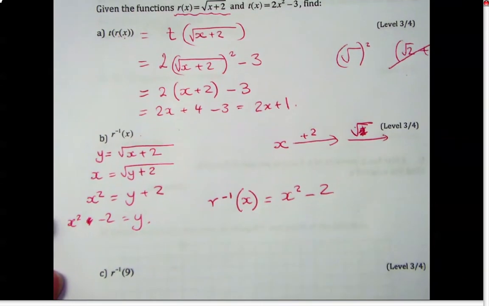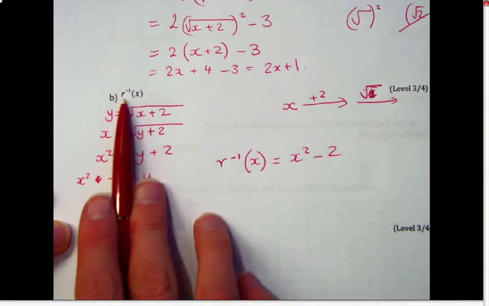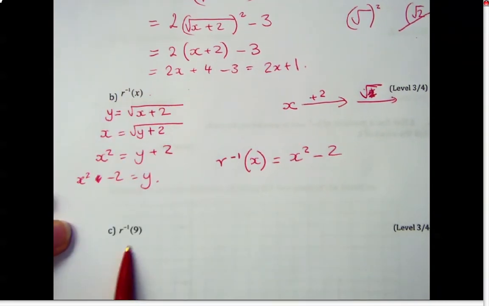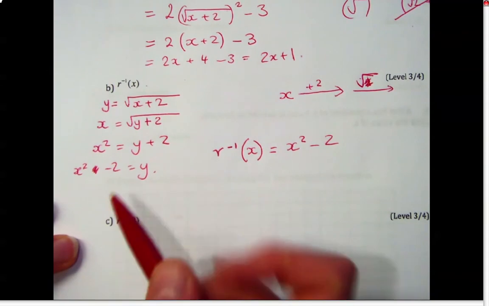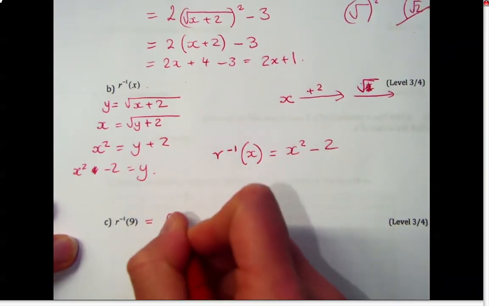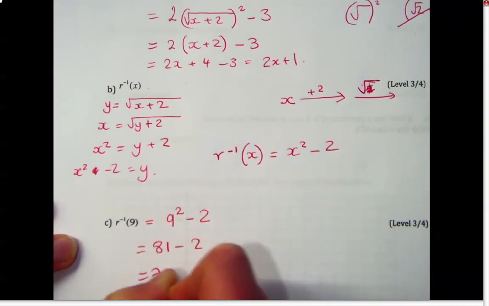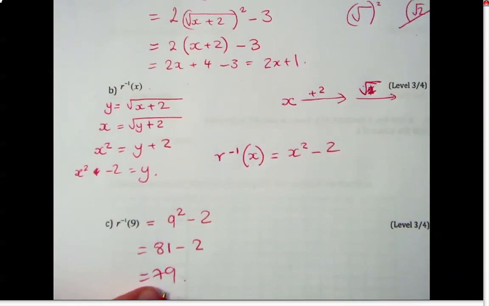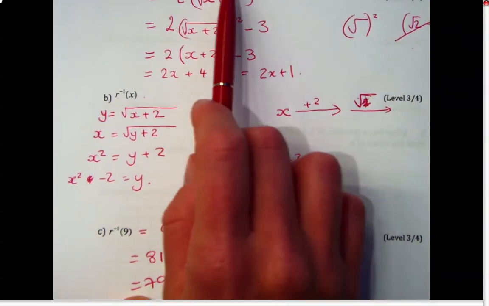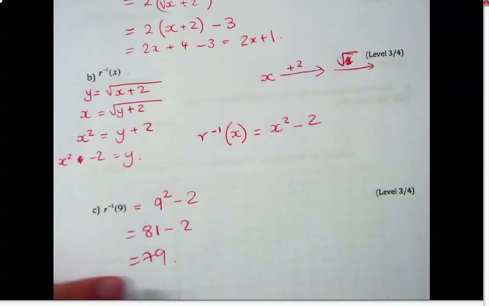Now hopefully you realize there's a link between B and C. B says figure out how to do the inverse. C says apply that inverse to the number 9. So I need to apply the inverse rule to the number 9. So I'm going to do 9 squared minus 2, 81 minus 2, which is 79. And if you just check it, if I plug the number 79 into here now, 79 add 2 is 81, square root of 81 is 9, I get 9 back.